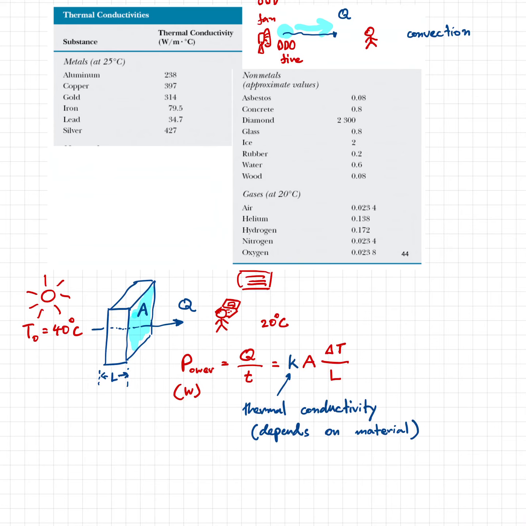It's kind of like a pipe that you let water flow through. If you have a larger pipe, larger cross-sectional area, then water is going to flow easier. So that's kind of the same thing here. So A is this area here.